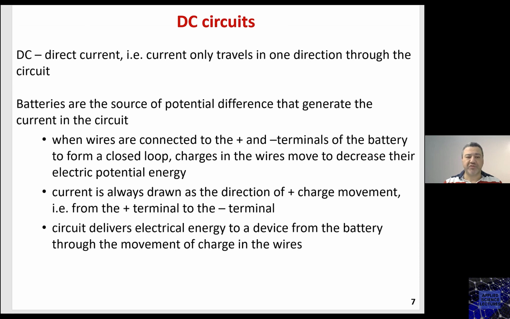So if you have this battery that has a positive and a negative terminal and you connect it in a circuit, the current will always go from the positive toward the negative, and this is the convention that we have agreed upon for the current, that the current is always going from the positive terminal toward the negative terminal. They always deliver power or energy based on the direction of the current.